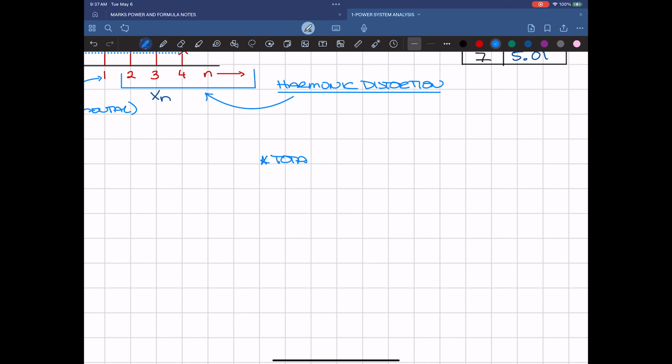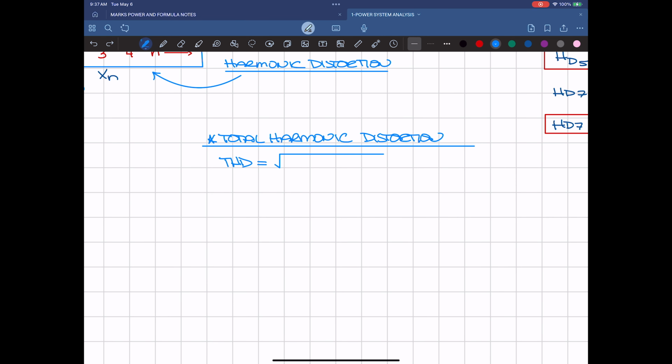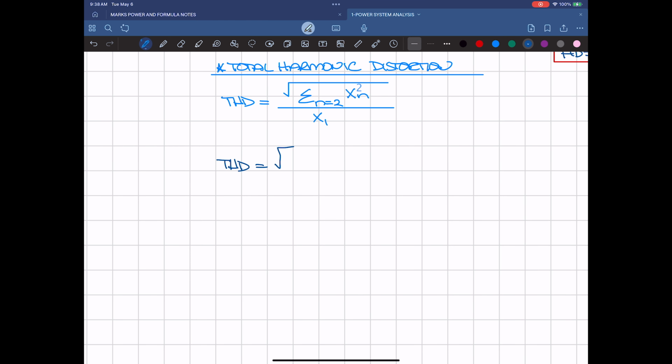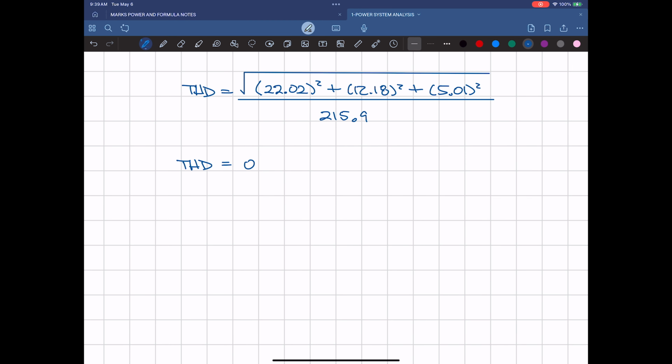So let's solve for total harmonic distortion and actually see what our percentages are. Again, total harmonic distortion is equal to the square root of the sum of all the individual harmonics squared over the fundamental harmonic. So we have the square root of 22.02 squared plus 12.18 squared plus 5.01 squared, over 215.9.